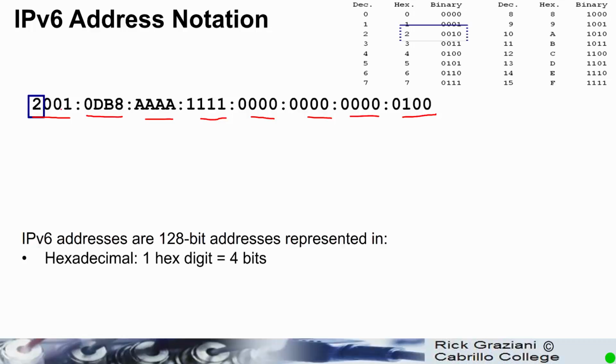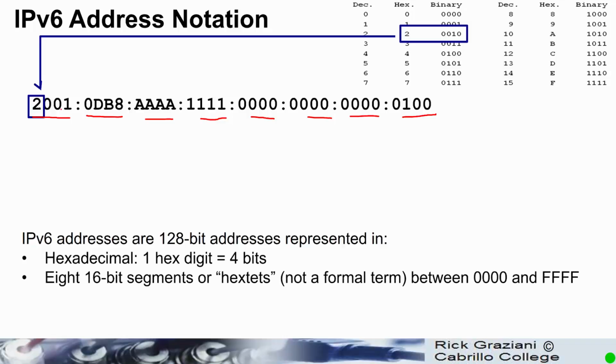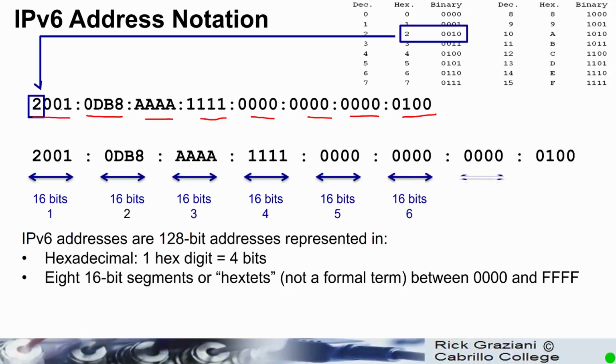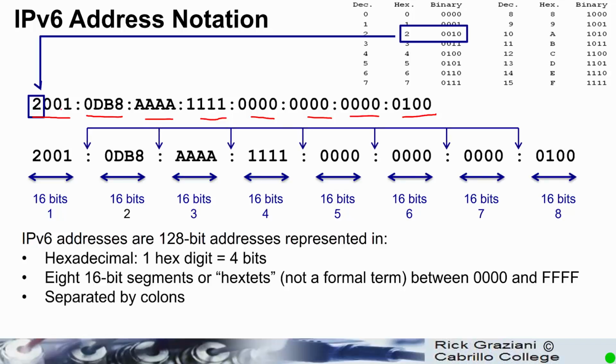So we're always going to break down individual numbers back to those 4 binary bits. A lot of the time people have been calling these hextets. They're not official yet, but that's a common term. They can range between straight zeros and straight Fs. Again, we have 8 groups of them, and each group is separated by a colon.